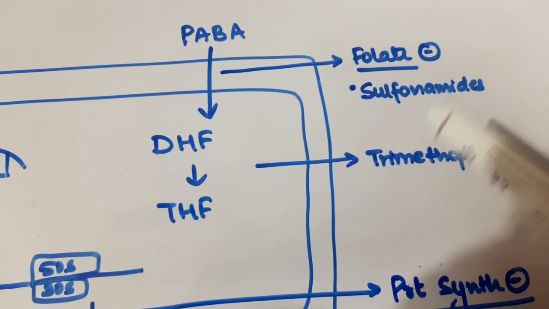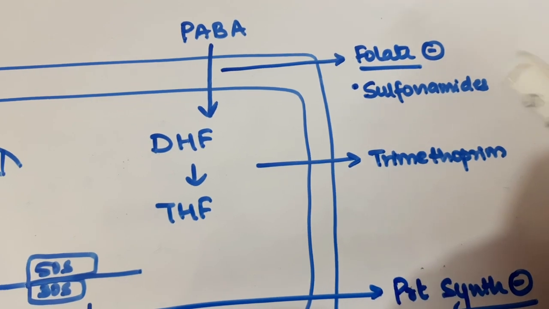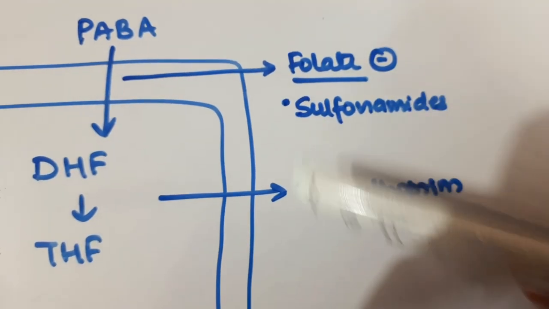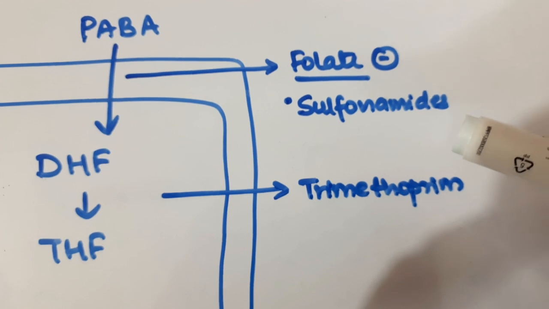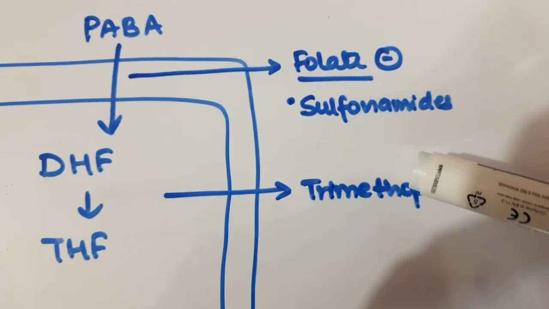Individually, these two are bacteriostatic drugs. They will only stop the further growth of the bacteria. But when they are combined, they become bactericidal, which means they will completely destroy or kill the bacteria.